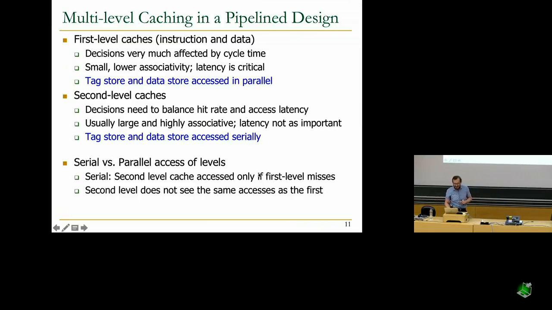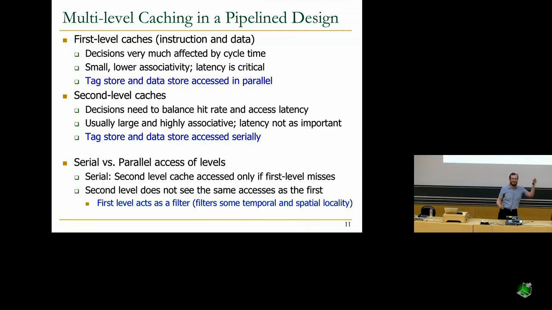Basically, serial means second level cache is accessed only if first level misses, which means that second level does not see the same access as the first. And first level acts as a filter in this case. So it filters out some temporal and spatial locality. So what's the benefit of serial access? Clearly, if you access all of the levels in parallel, that's a lot of power consumption. And it's only beneficial if you miss in the first level and if you hit in the second level, right? Assuming two-level cache hierarchy.